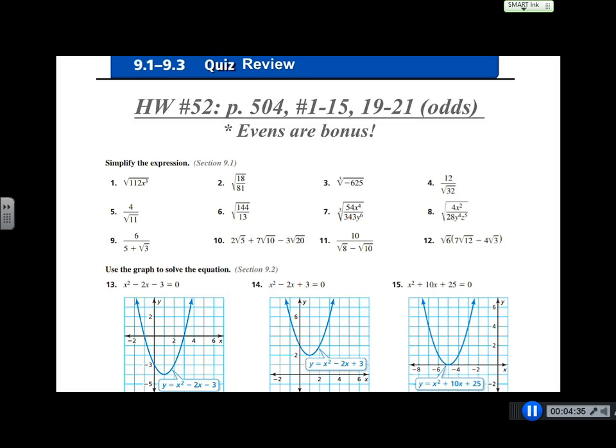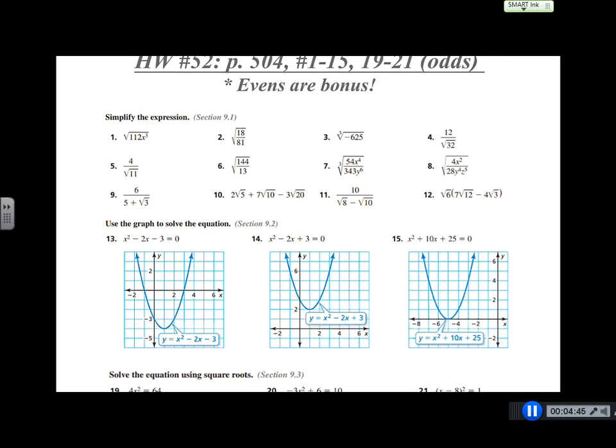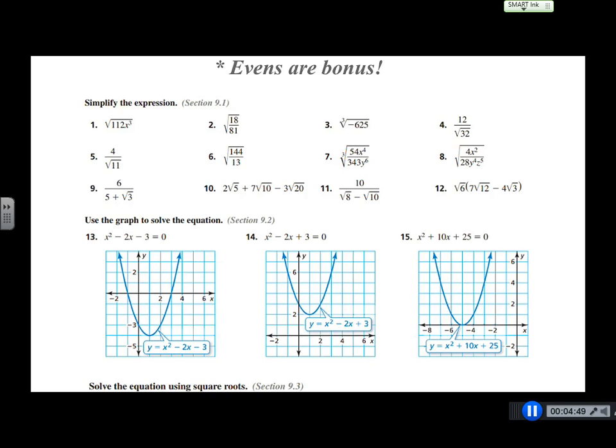You see the problems up above, right? What do you see right here? 1 to 15, 19 to 21. I got them ready. So if you want to, you can open up your book. If you don't want to, let's just start working on the quiz review. I'll scroll down in a little bit.